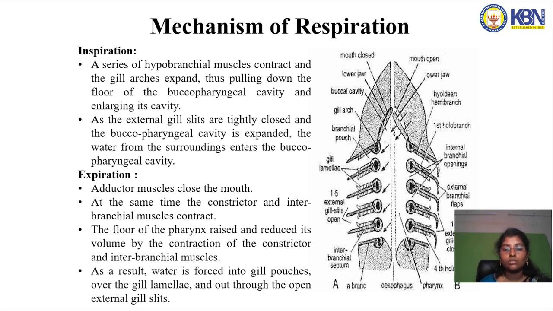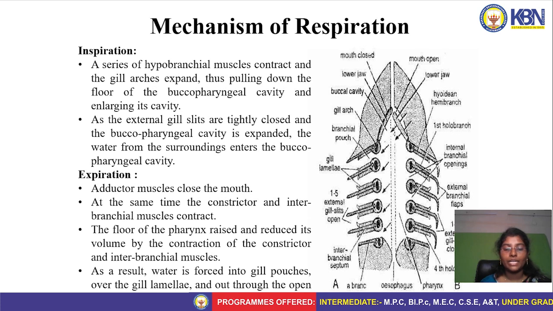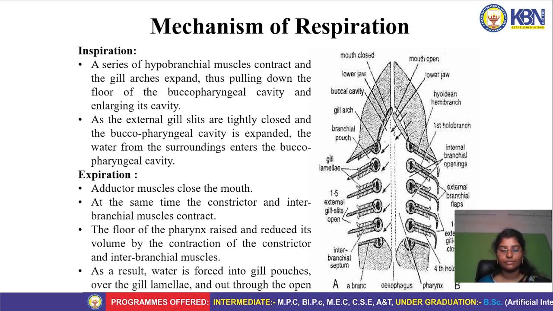Adductor muscles close the mouth. At the same time, the constrictor and interbranchial muscles contract. The floor of the pharynx is raised and its volume reduced by the contraction of the constrictor and interbranchial muscles. As a result, water is forced into the gill pouches over the gill lamellae and out through the open external gill slits.